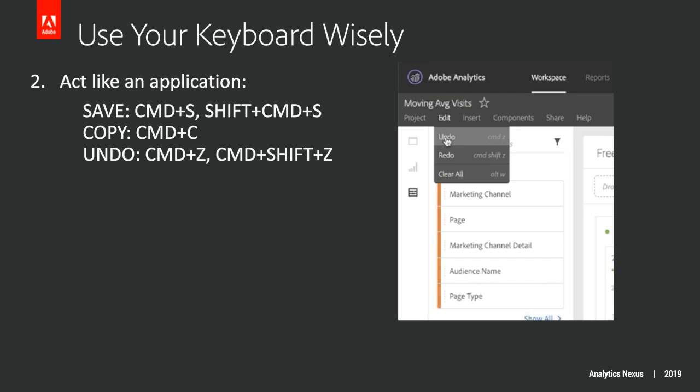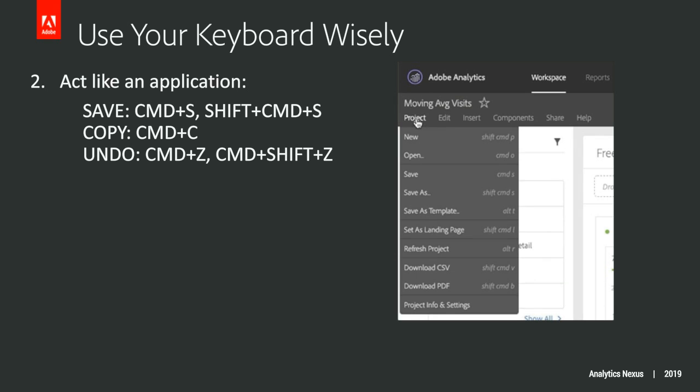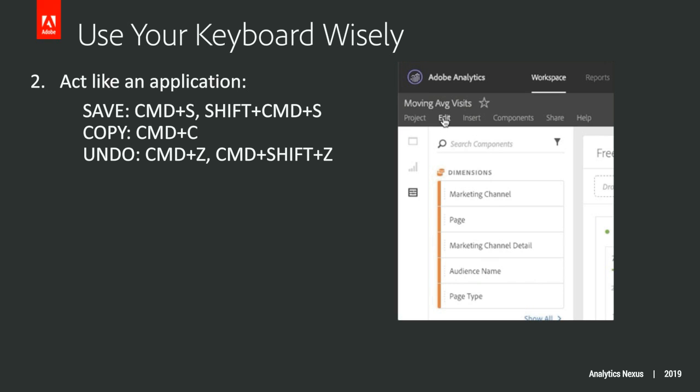Analysis Workspace. In addition to saving and saving as, you can also copy. So anytime you have any data that you have highlighted within a freeform table, you can Command C or Control C on a PC in order to copy that data to your clipboard. And then finally, two of my favorites, undo and redo, Command Z and Command Shift Z. Again, replace the command with Control on a PC. So hopefully there's some nice time-saving keyboard shortcuts for you.